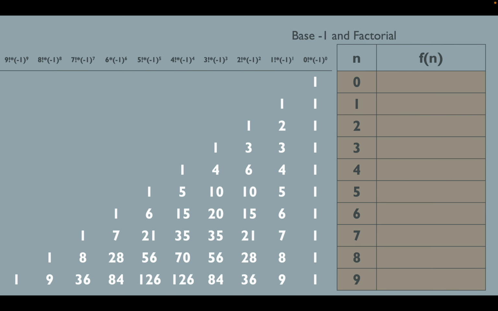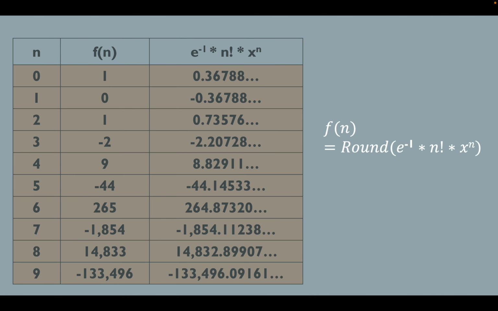I did want to do one more example that I found interesting, and this is the base -1 and factorial combination. So you can see that the sum here goes 1, 0, 1, -2, 9, -44, 265, -1,854, 14,833, and -133,496. If we put it into our formula, we can see that the round function works. This is also an example of why I like to use the round function instead of the floor function, because if we use the floor function, sometimes it rounds off to a value 1 away from the appropriate value.